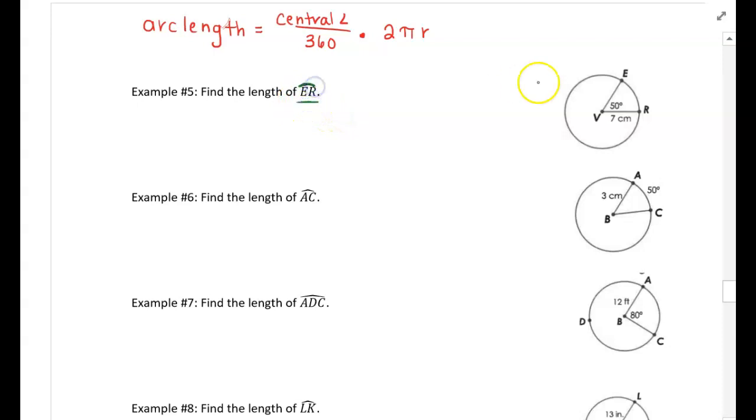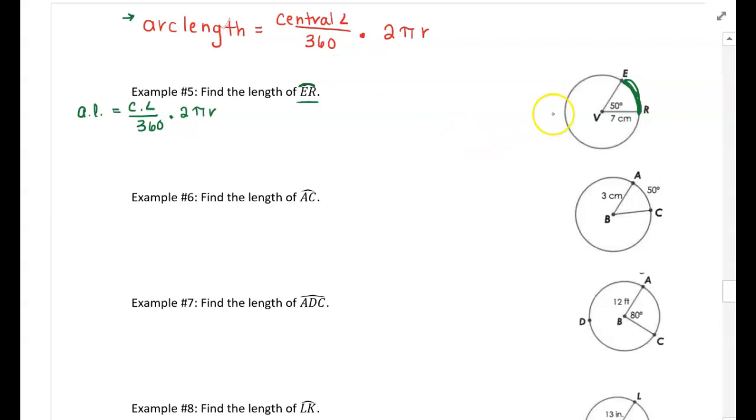This is an arc length. I want to find this length here. This is the length of an arc, so I'm going to use this arc length formula. I'm going to say arc length, I'm going to abbreviate it, equals the central angle over 360 times 2 pi r.